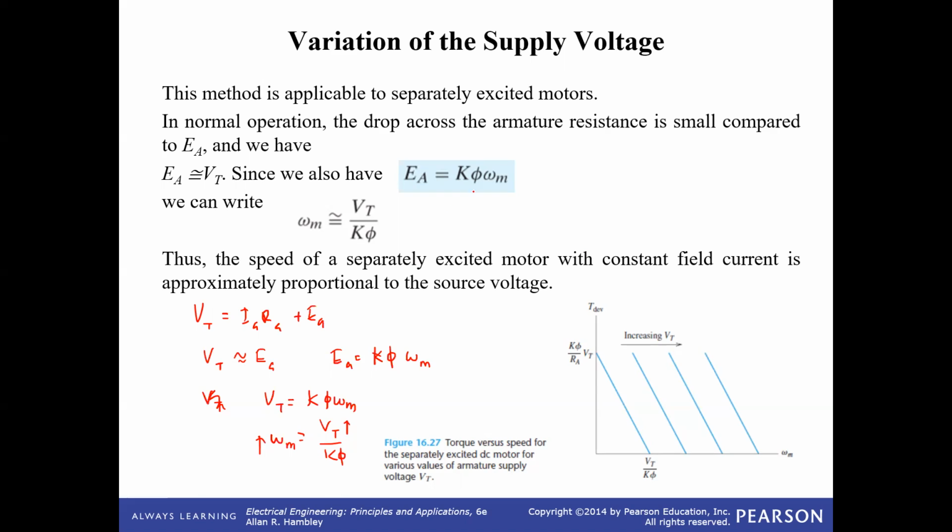So by using this method, varying the supply voltage and maintaining the flux, you will have the torque speed characteristic like this. This is for V1, this is for V2, this is V3, and this is terminal voltage number 4. So increasing the VT, you will get a new characteristic.